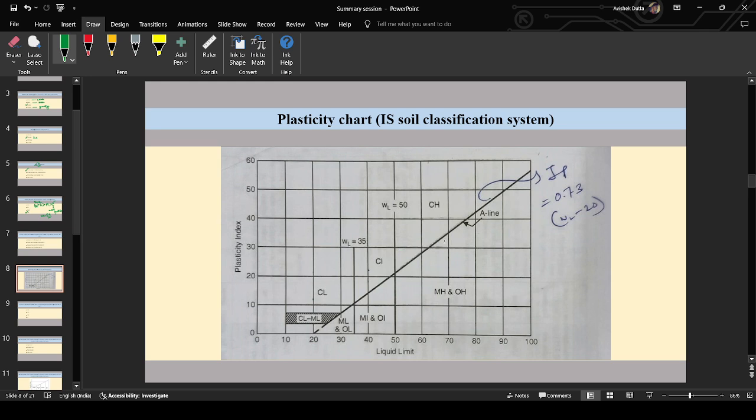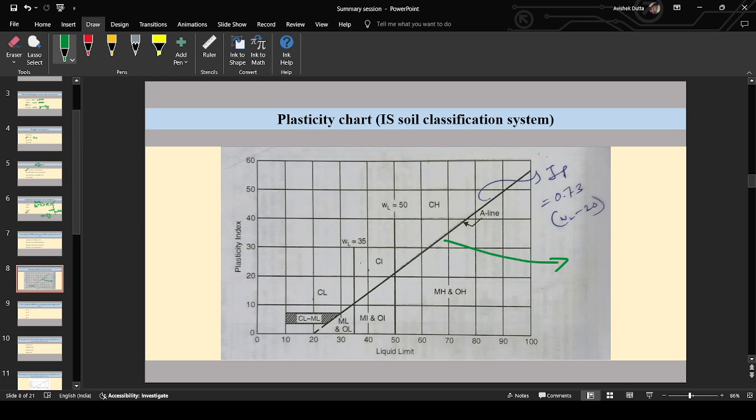And this A line specifically segregates two types of soil mainly. The upper part mainly has clay, and the lower part mainly has silt. M is silt, O is organic soil. So the lower part has silt and organic soil, the upper part has clay and inorganic soil. Okay, now this H, I and L, what does it mean? H means high plasticity, I means intermediate plasticity, and L means low plasticity.